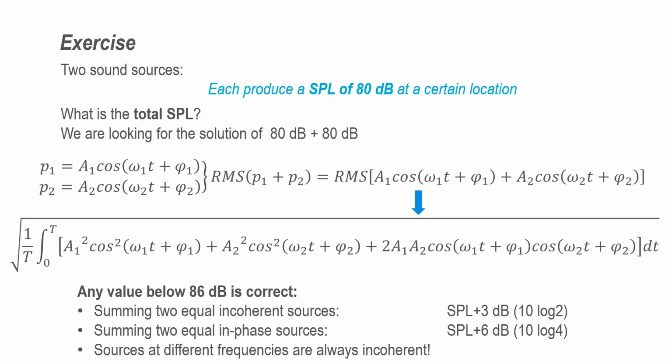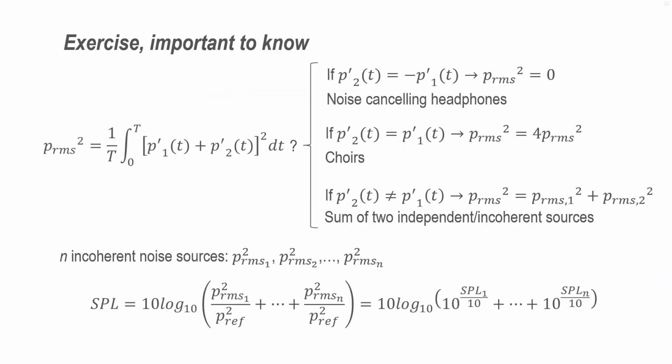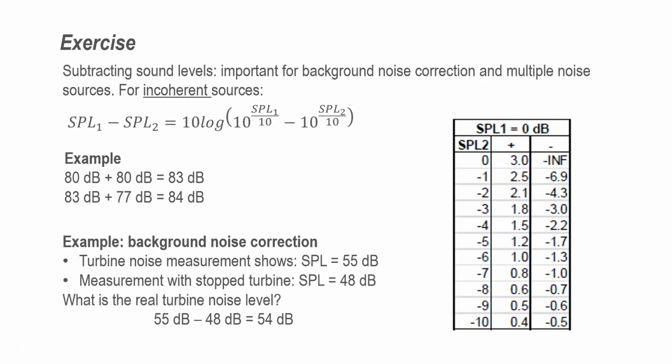In case of perfectly out of phase waves, the result will be total cancellation. For coherent sources, you will get 4 times PRMS squared, corresponding to a factor of 10 log 4, or 6 dB. And for incoherent sources, you will get a factor of 10 log 2, or equivalently a 3 dB increase. In practical engineering applications, you can also find easy conversion tables which allow you to subtract or add sound levels, for example to correct for background noise.